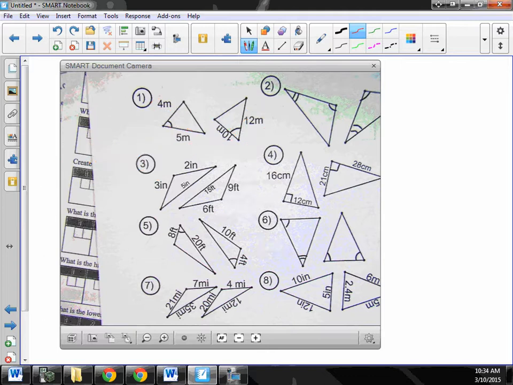What about number 2? Yes, by what rule? Angle, angle, similarity. So number 2 is yes, they're similar. The rule is angle, angle, similar. Okay, how would you do number 3?